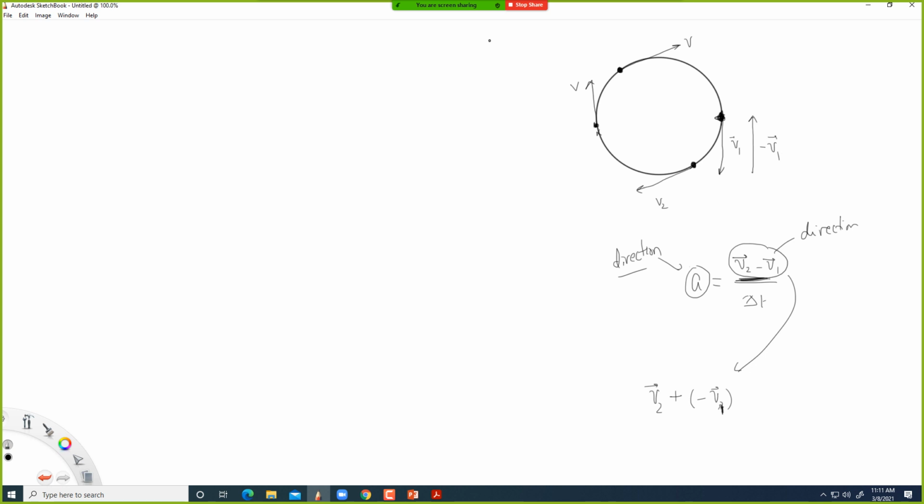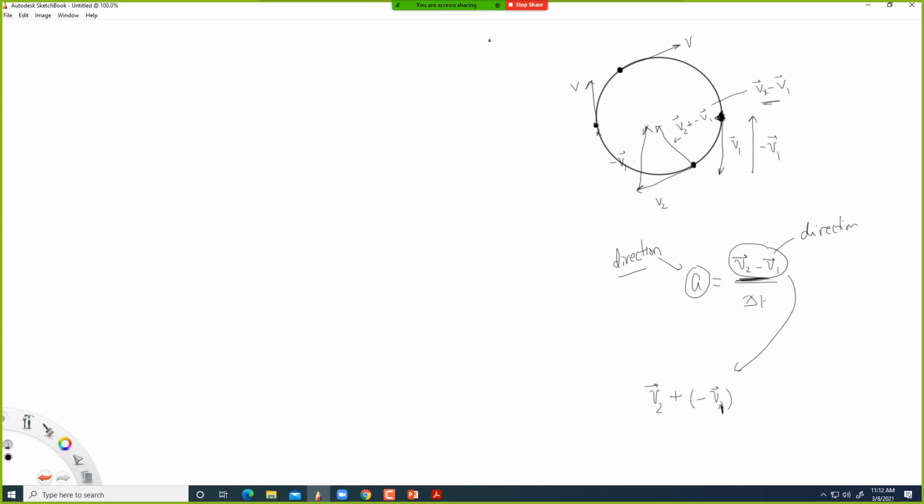We learned about the vector addition rule, if you guys remember. You place the tail of the second vector to the head of the first vector to add. So just transport this in such a way that its tail is on the head of the first one. That's negative v1. And to add, you connect the tail of the first one to the head of the second one. So this would give you v2 plus negative v1, which is v2 minus v1.